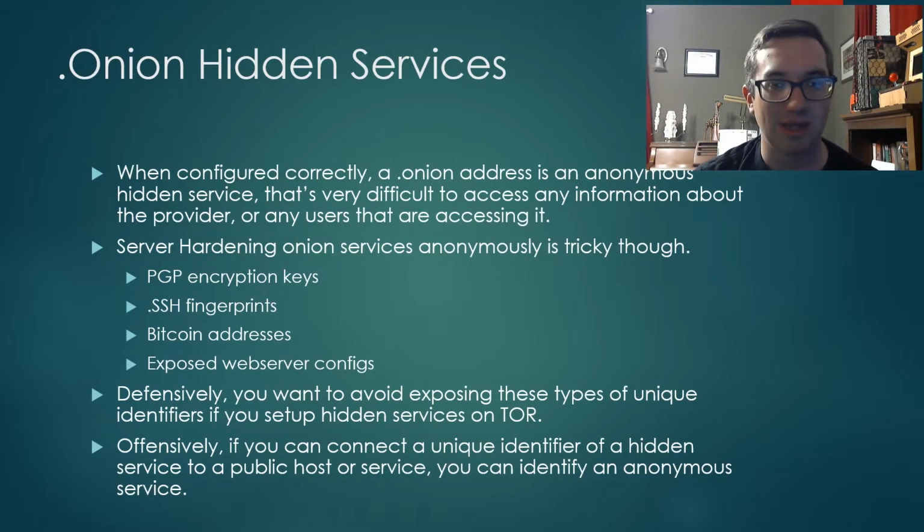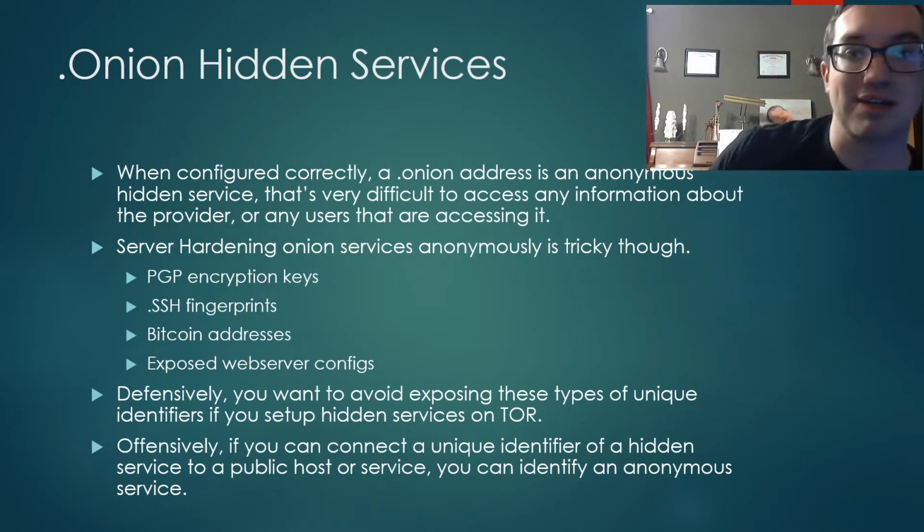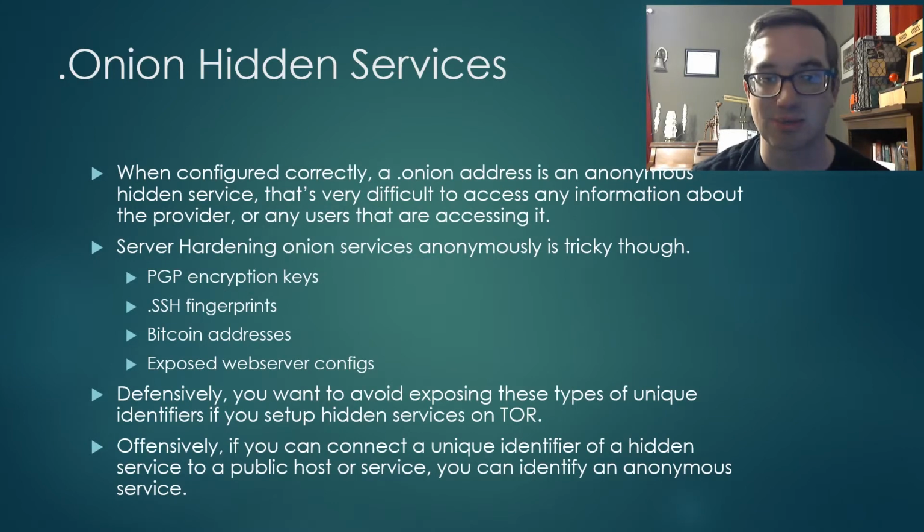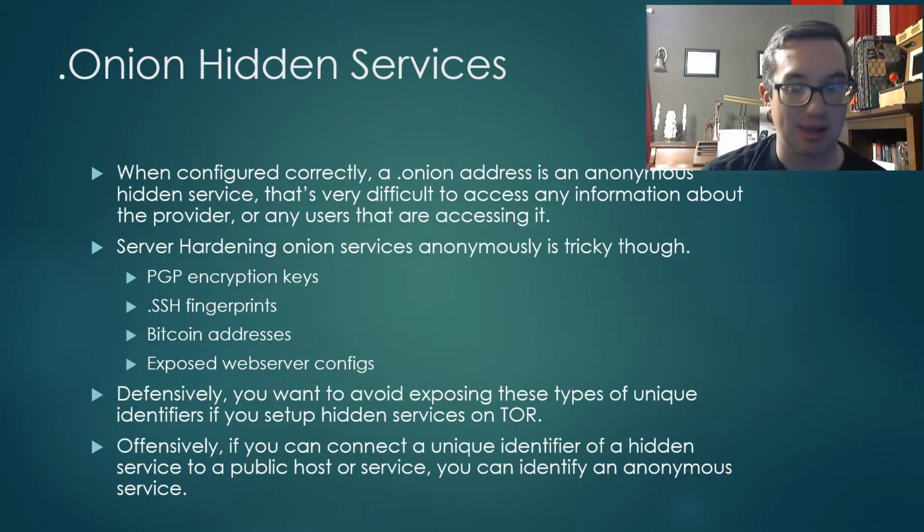pieces that are put in during this process can be very unique and can be uniquely identifiable to someone who might have used the same process on a different machine. So items such as PGP encryption keys, SSH fingerprints, Bitcoin addresses, or any other coin address, or web server configs that are mishandled and exposed can all lead someone to identifying one of these anonymous services.